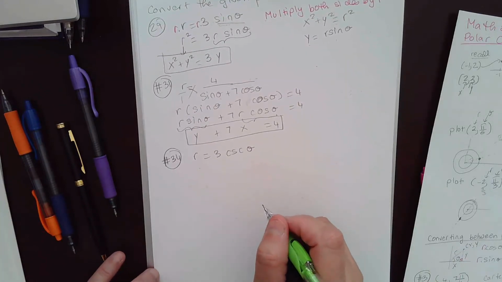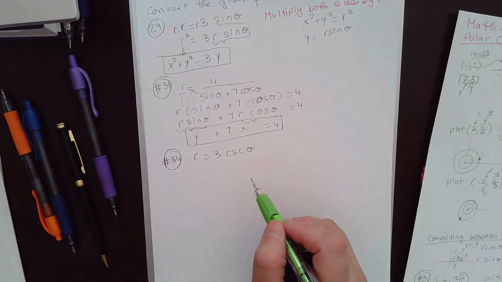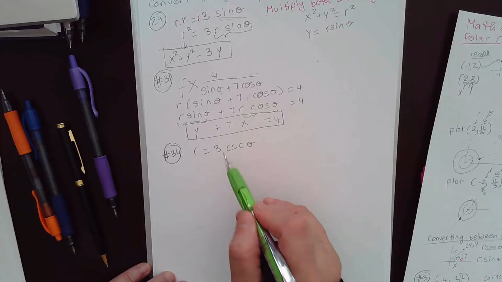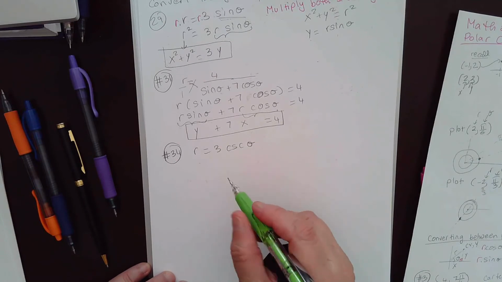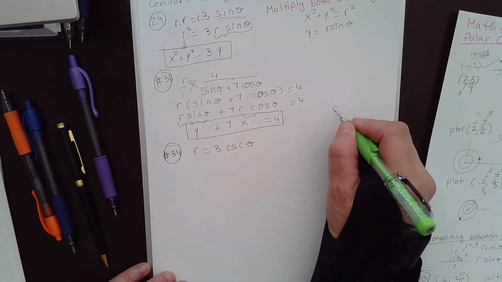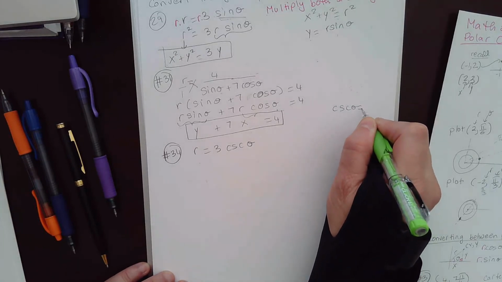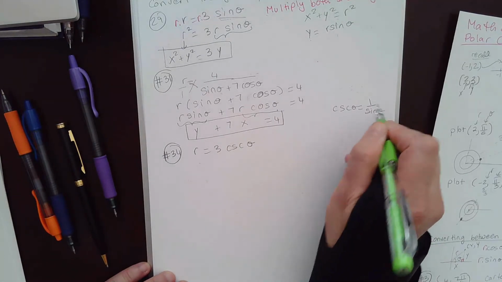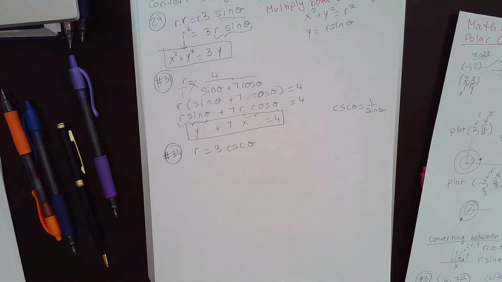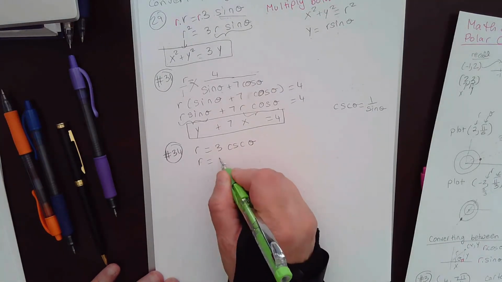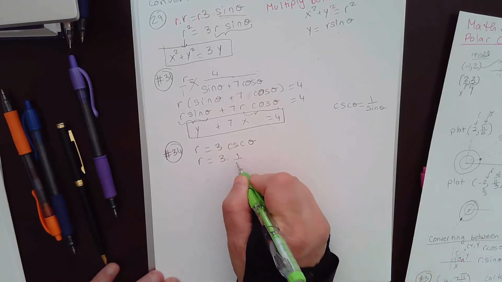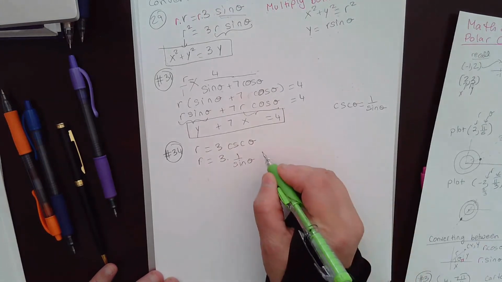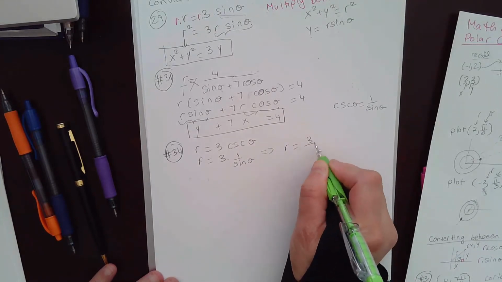All right, so this is number 34. Again, convert to a Cartesian equation. If you notice, you have a cosecant. So if you can change it to sine or cosine, that would be great. And you know, what is cosecant? Cosecant is 1 over sine theta, right? So that gives us r equal to 3 times 1 over sine theta, or simply r equal to 3 over sine theta, right?